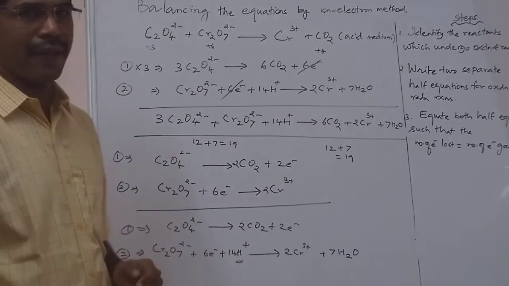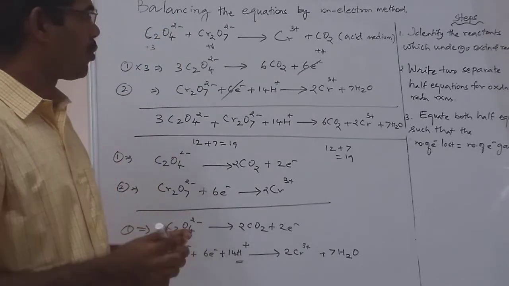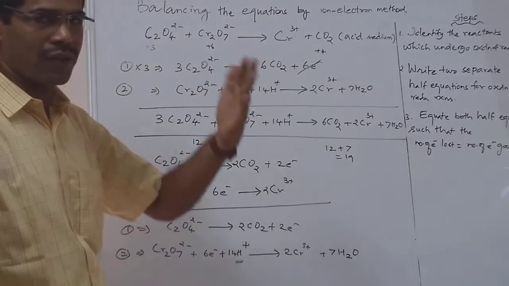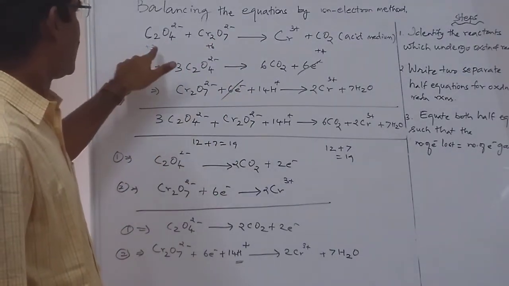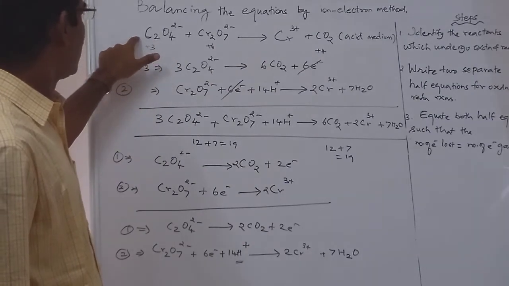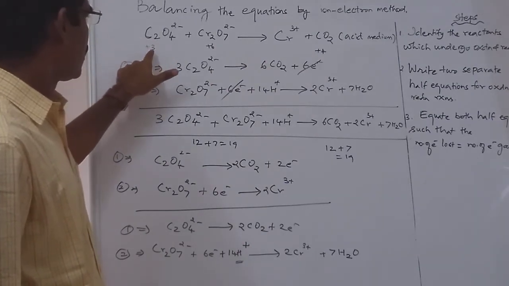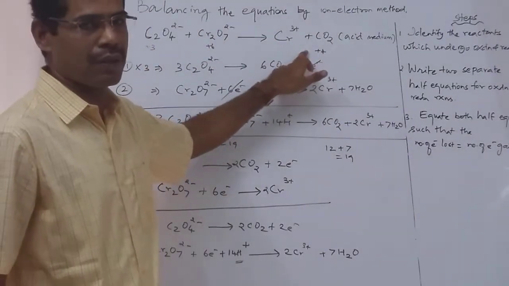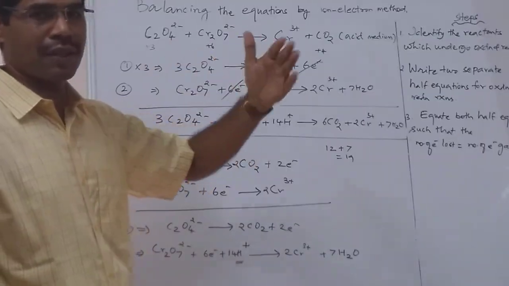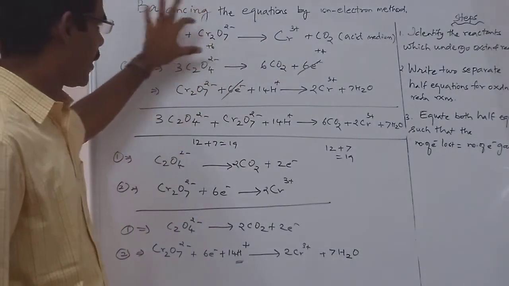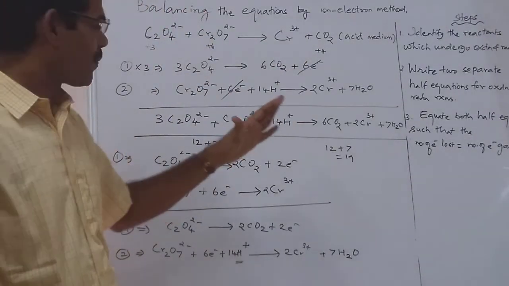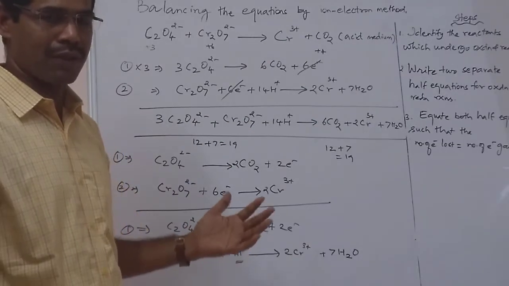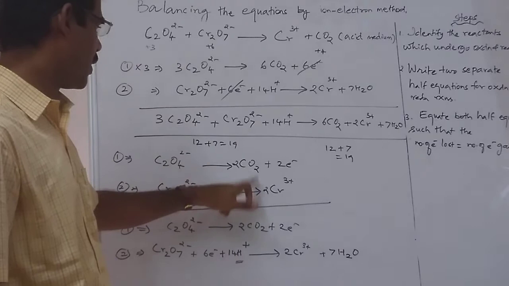Let me repeat once again. The very first thing will be you have to identify the reactants and the reactants which undergo oxidation and reduction. In this case, this carbon has undergone oxidation because you can see there is an increase in oxidation number from +3 to +4. So oxidation number increase such an oxidation, decrease such a reduction. So first we have identified and we have written two half equations. Then we have to equate both the half equations so that the number of electrons lost is equal to number of electrons gained.